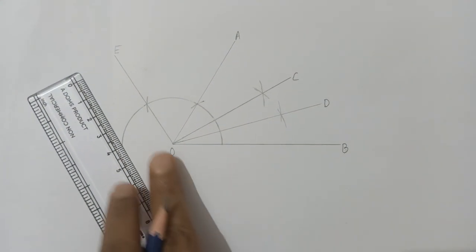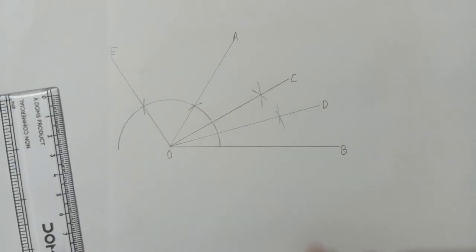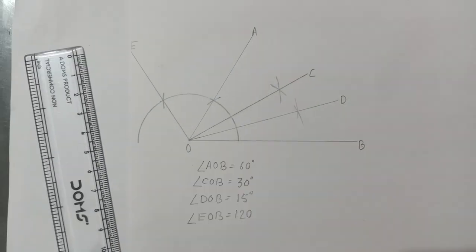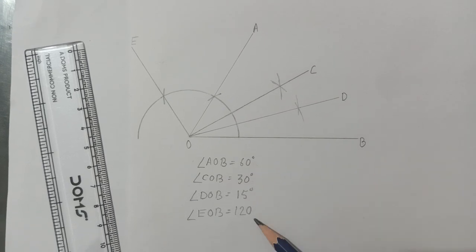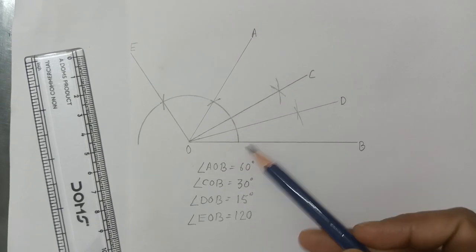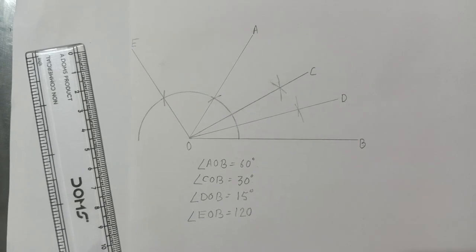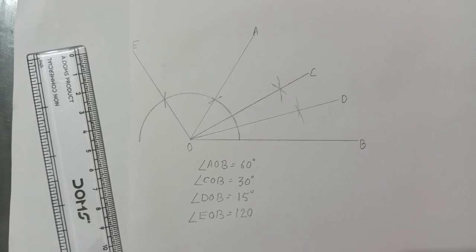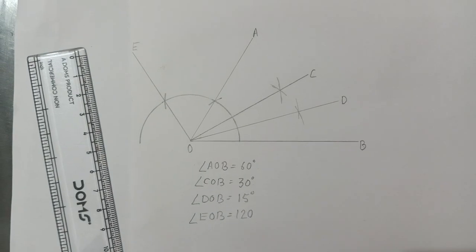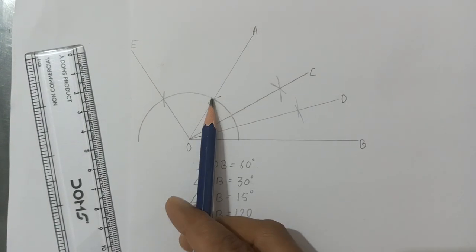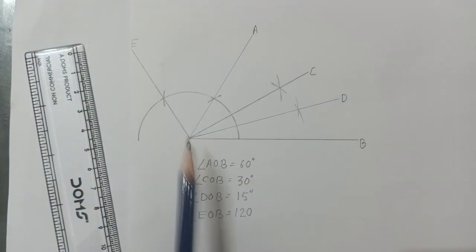So here how many angles are formed? Let us write the names. So the angles we have made are 60, 30, 15 and 120. On this figure we can make 90 degree angle also. How? 90 degree angle comes between 120 and 60 degree. Now if we bisect these two angles, we will get a 90 degree angle.